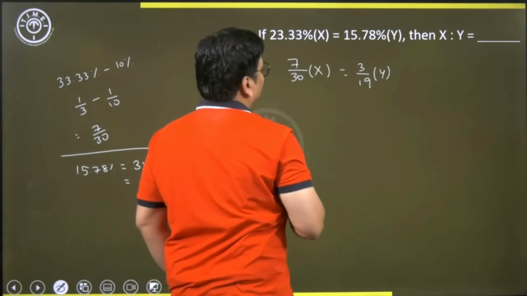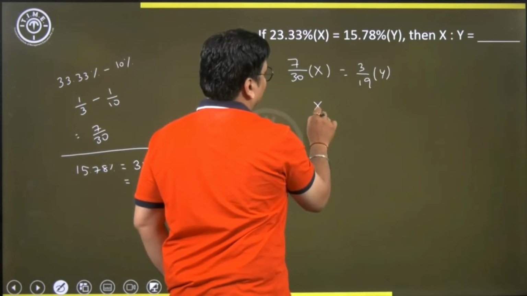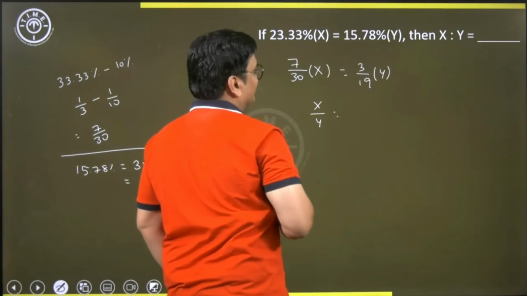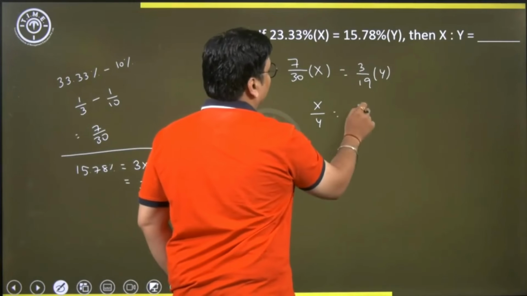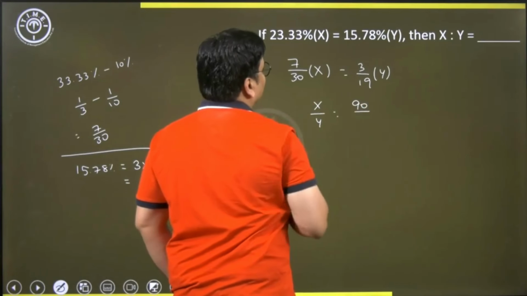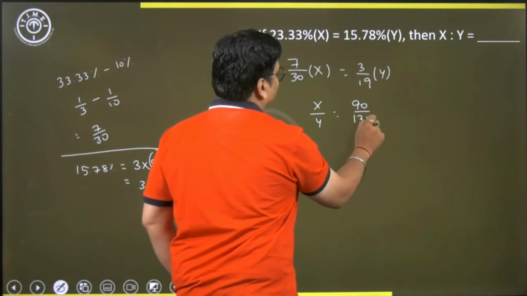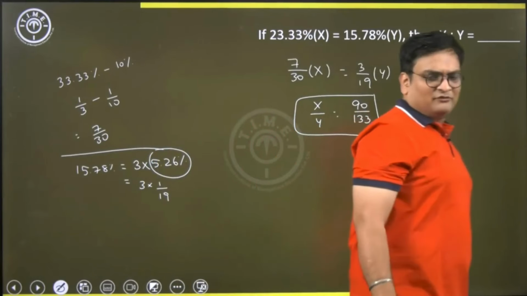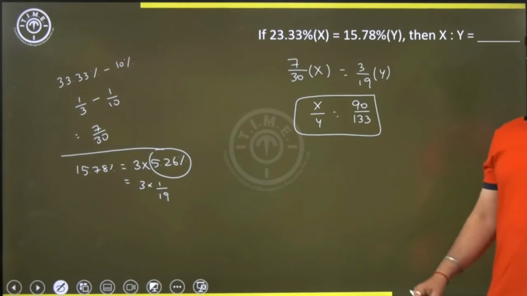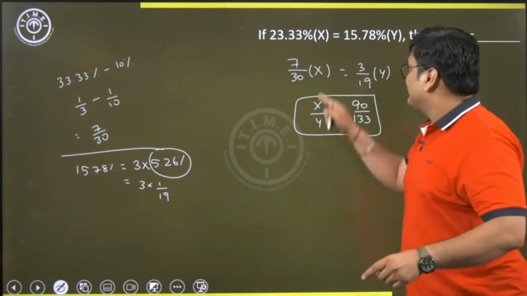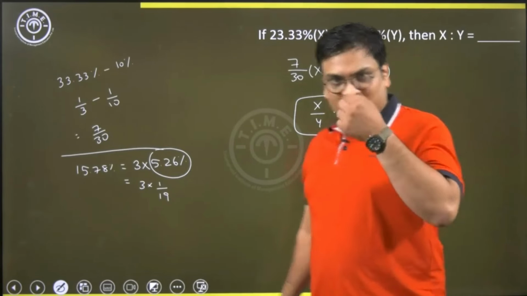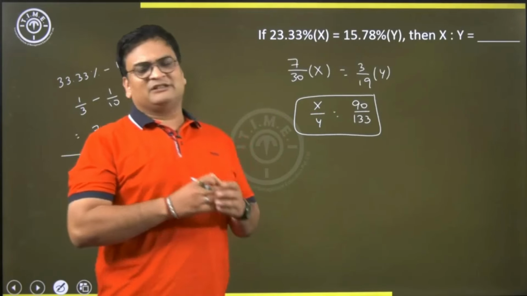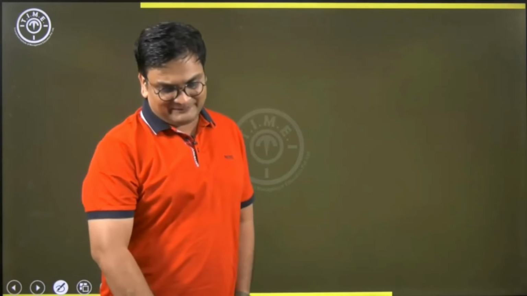Now when you simplify, he is asking us x is to y. So x is to y, I don't think we can cancel out any common factor. So 30 into 3, 90 by 19 into 7, which will be what? 133. So thus the required ratio x is to y, we can calculate it in such easy steps again, only because we are able to convert the percentage value into the corresponding fractional value. Otherwise it would have been such a difficult task.